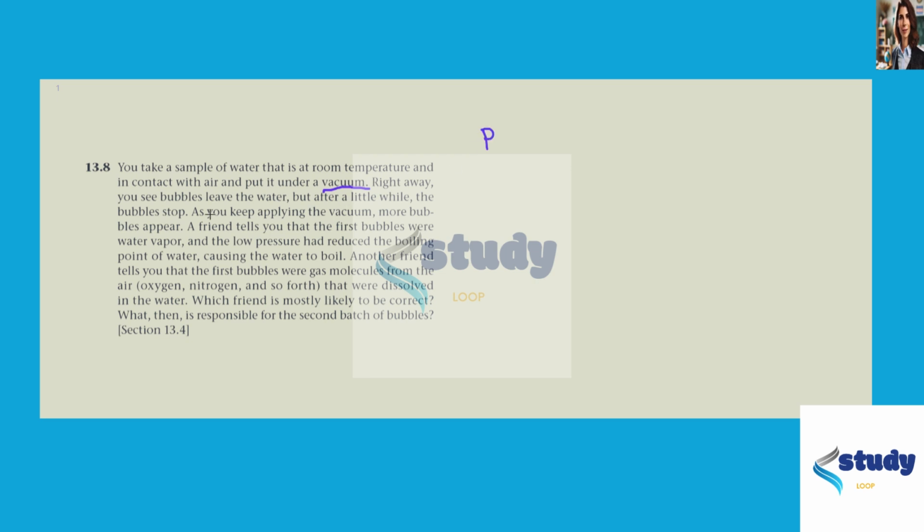All right, right away you see bubbles leave the water. So under a vacuum, we know that pressure is going down inside that cup of water. So here's our little cup of water. And it was at room temperature, and it's still at room temperature. But as the pressure goes down, gas solubility goes down.